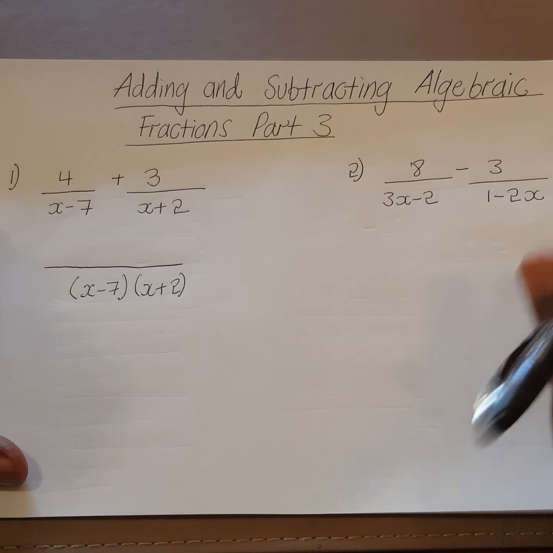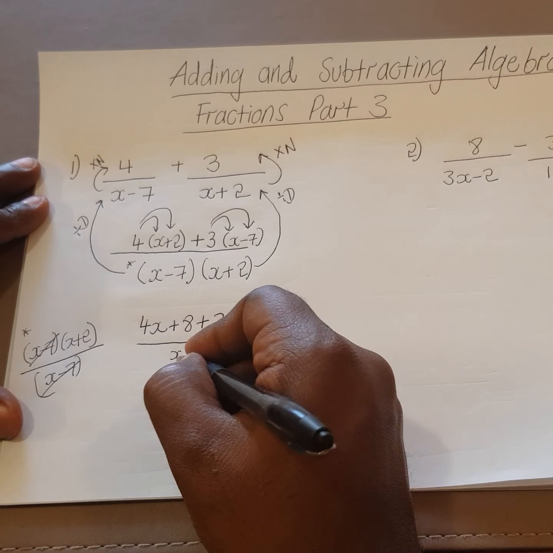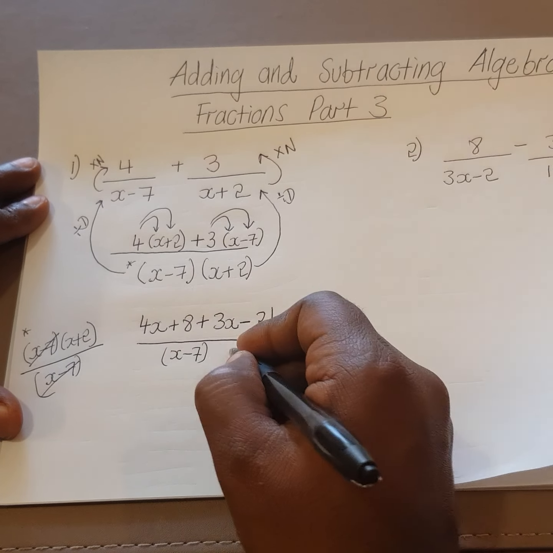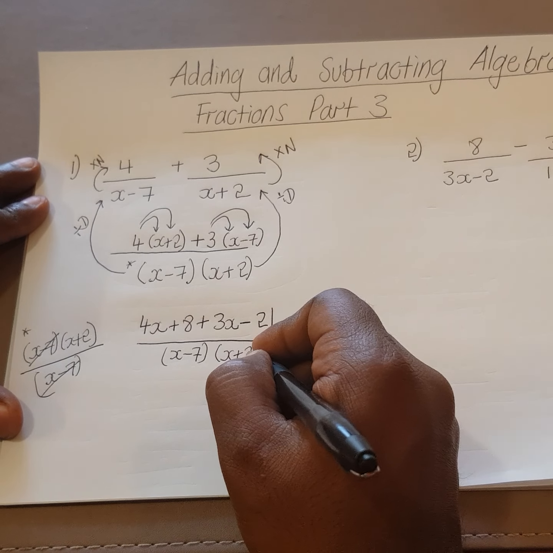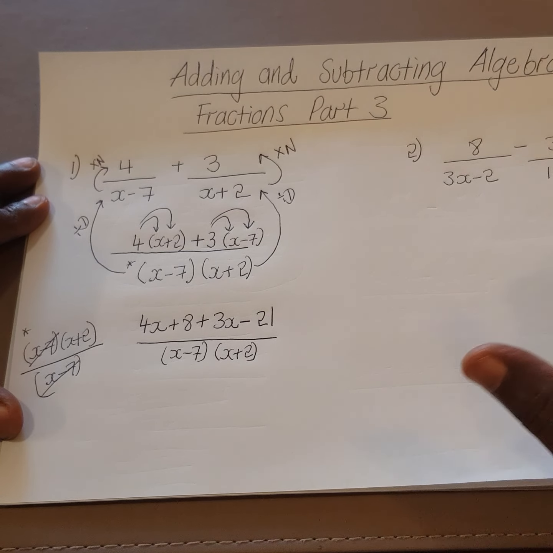3 times x is 3x. 3 times negative 7: remember, when you multiply a positive by a negative number, your final answer will be negative. So that's going to be negative 21. Divide this by x minus 7, x plus 2. So you can see you're consistent with your denominator. Always do a checklist.